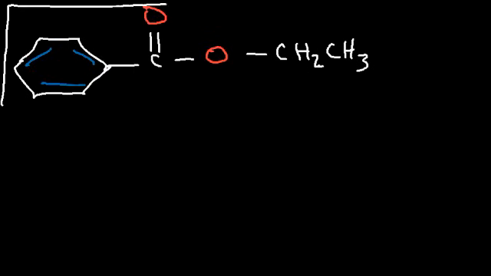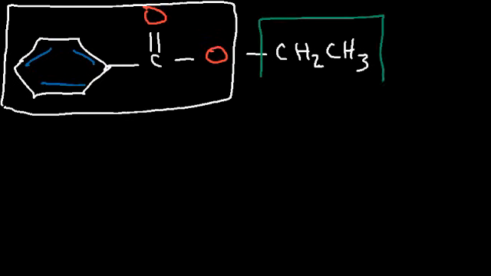Now what about this one? What do you think the name of this molecule will be? How can we name this particular ester? So here, this part has the 2 oxygen atoms, and this side does not. So let's start with the side that doesn't have the 2 oxygen atoms. We're going to name that first.